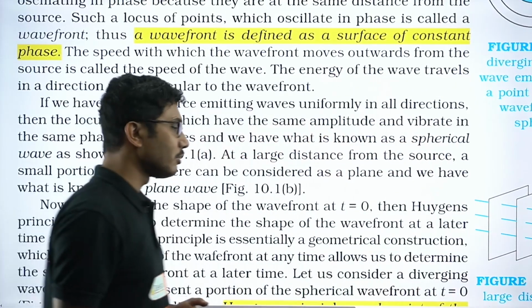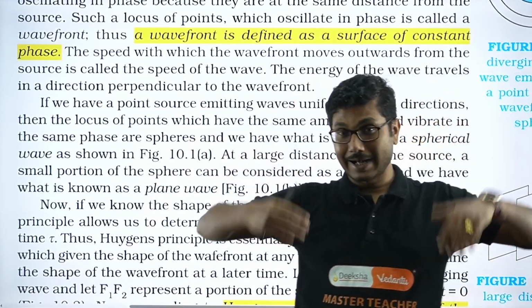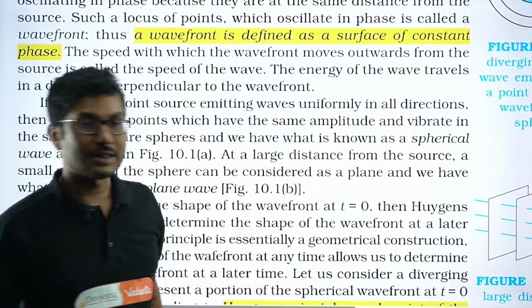Okay, if you go to a seashore, you will see the waves coming at you. The wave which is coming at a time is actually a wavefront. And there are different wavefronts in the sea, right?